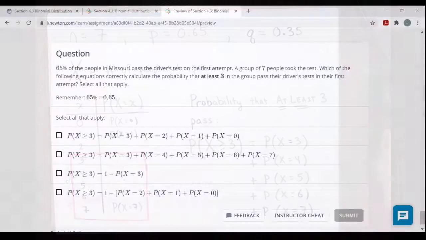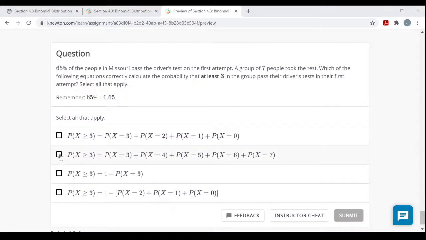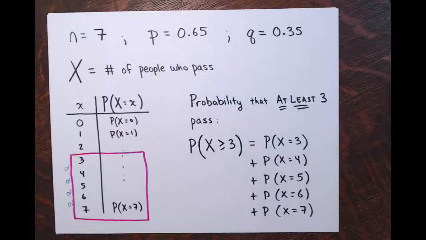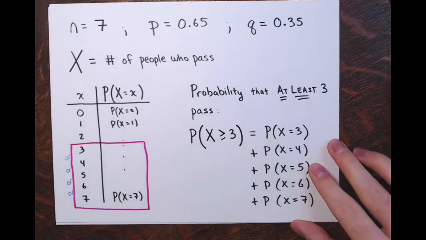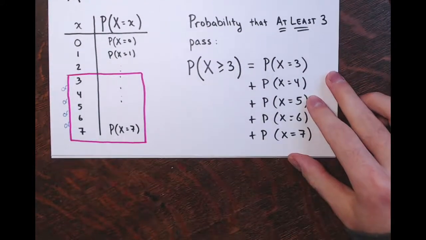So going back here, that is represented here. Now, they're saying select all that apply, meaning that more than one of these might actually do it as well. All right. So let's go back to the page. So this here is one valid way of writing that probability. But I got another one for you.